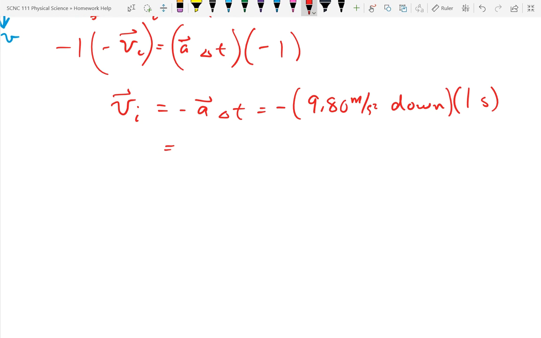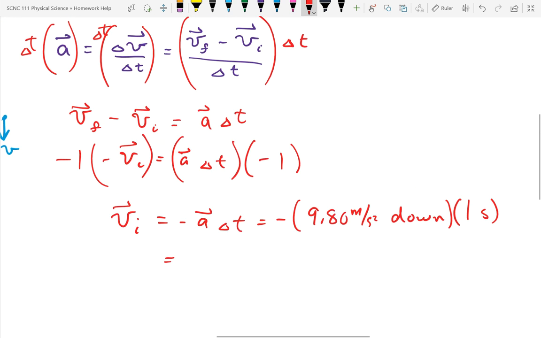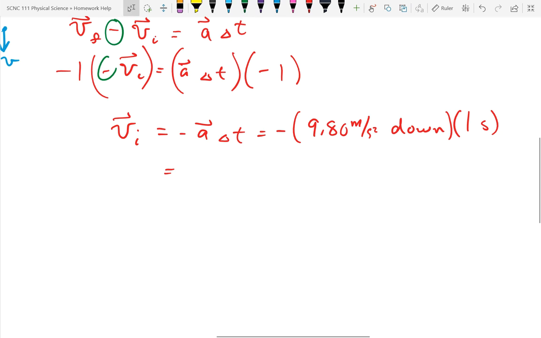Is it -1 because of the 1 second? Or why is it negative? This negative sign is because of, I'm going to change color, because that negative, I wanted to get rid of it, so I had the V initial without the minus sign. So it had nothing to do with the direction of gravity or the time. It was from the equation.